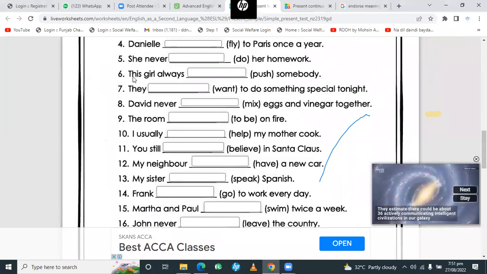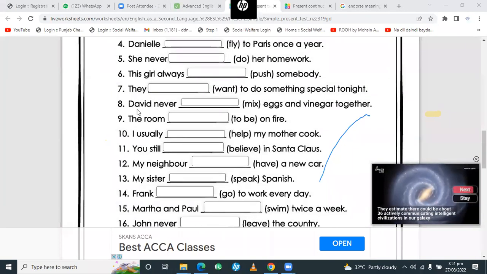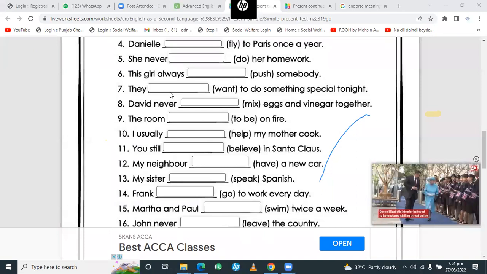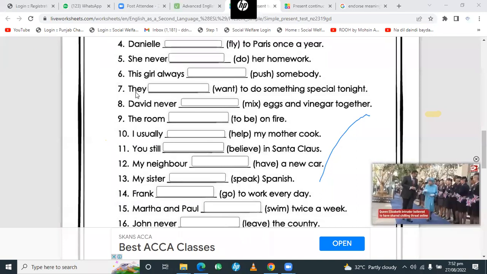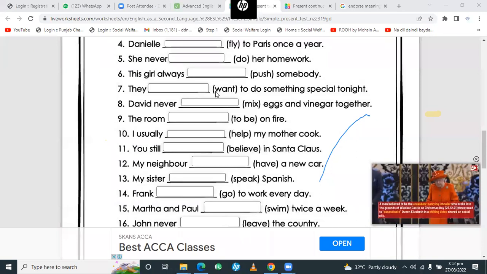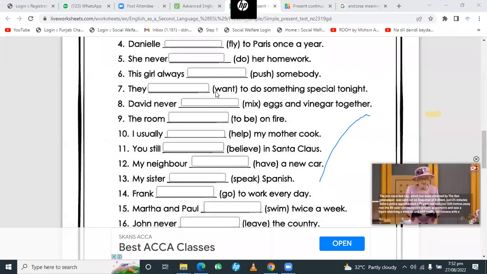Okay. This one. They dash want to do something special tonight. Yes. What you will write here? They want, because they is plural, and with plural we don't need to add s or es. Convert it into negative. They don't want to do something. Okay, they don't want to.